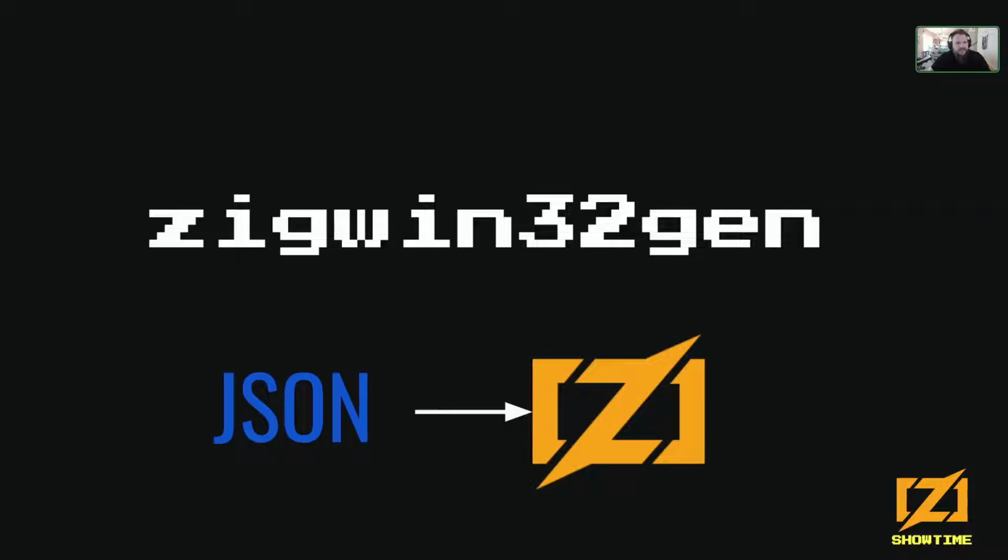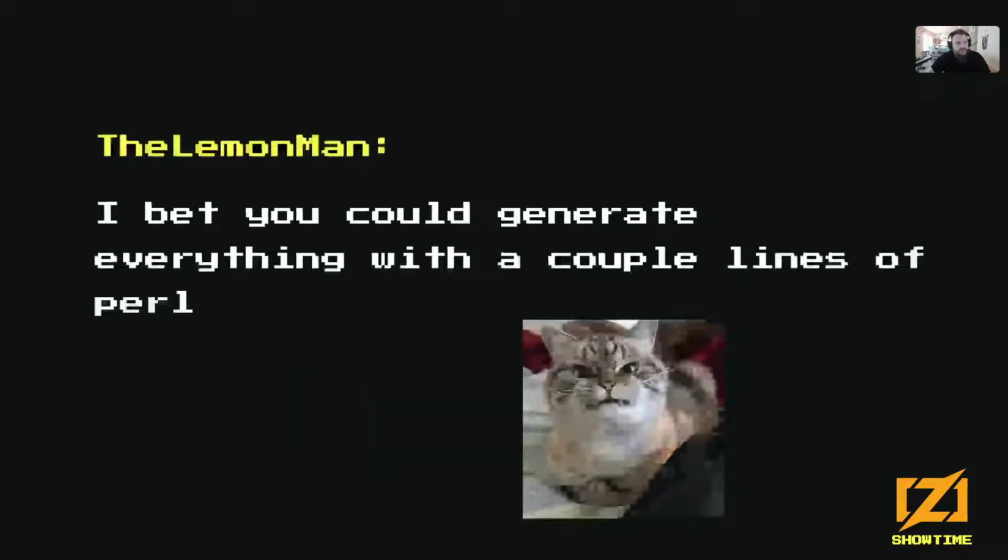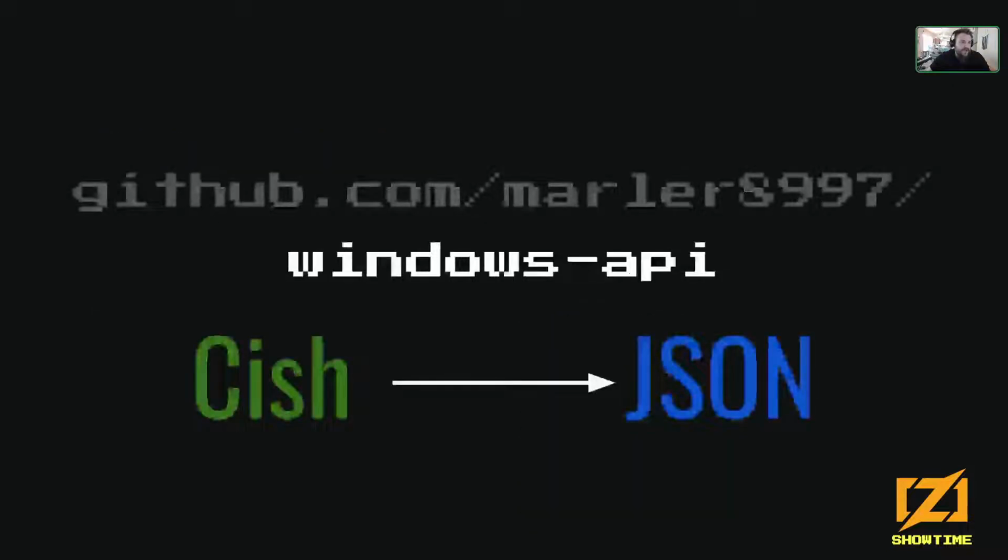It seemed like the right way to go. So I reached out on Zig's IRC for a little bit of guidance, and of course the Lemon Man, always helpful, chimes in and says, you could probably do all this with a couple of lines of Perl. And of course Lemon Man's correct, but I would rather do anything than write a couple of lines of Perl. So I decided to move forward without Perl. So I created this new Windows API project. I think I wrote it in Python. And with this project, I was going to create these JSON files, but I was going to document how I did it, so anybody could go in and contribute to it.